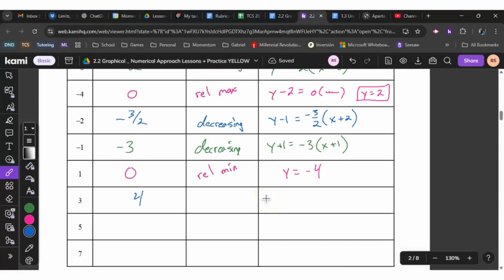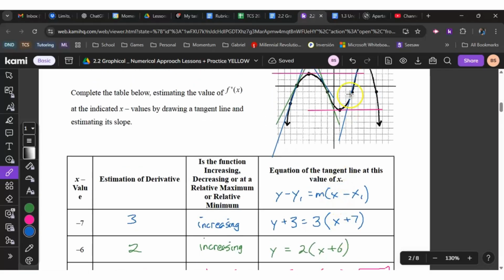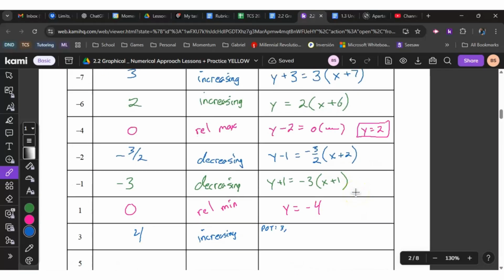Is it increasing or decreasing? Increasing. What was my point there? It's 3 what? What's the y coordinate of that? -1, okay. It's 3, -1. My slope is 4. So my slope is 4. So it's y plus 1 equals 4x minus 3. Amazing, right?